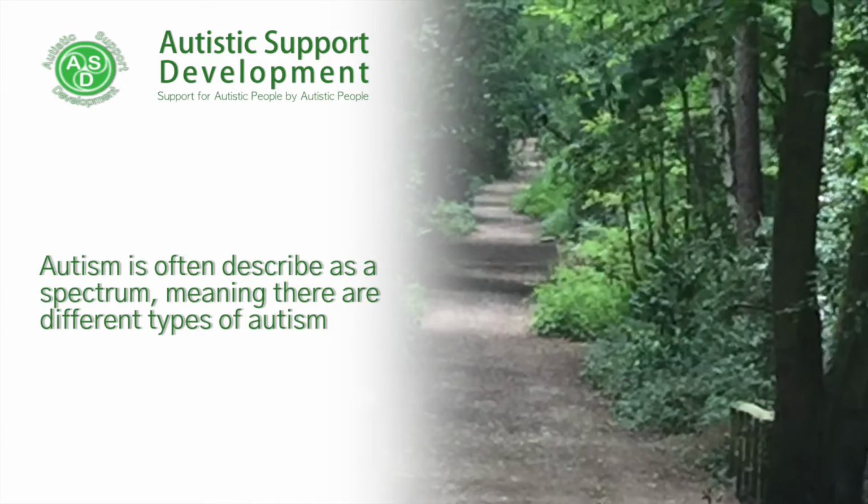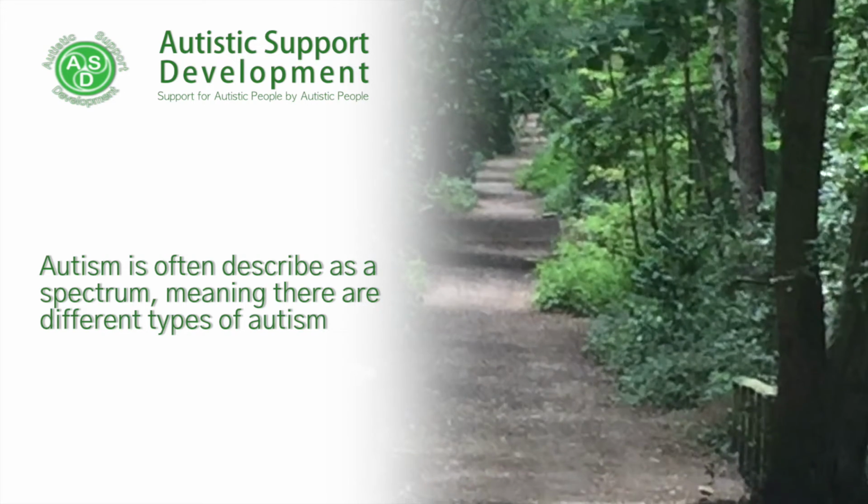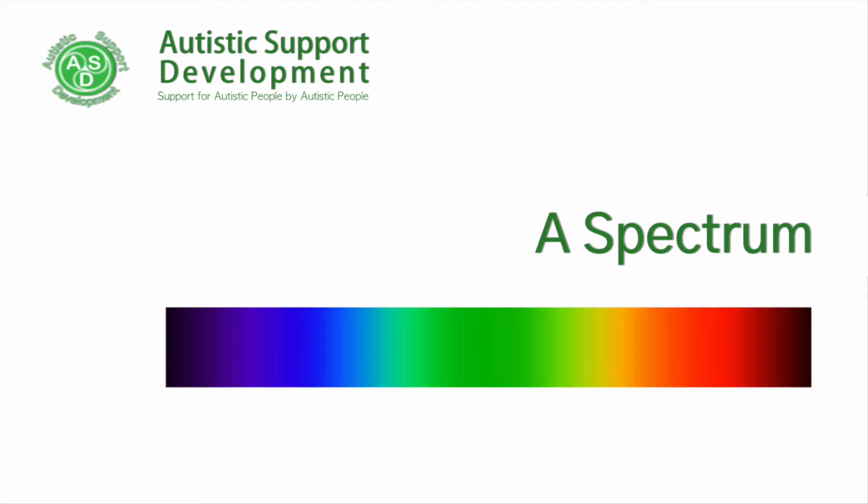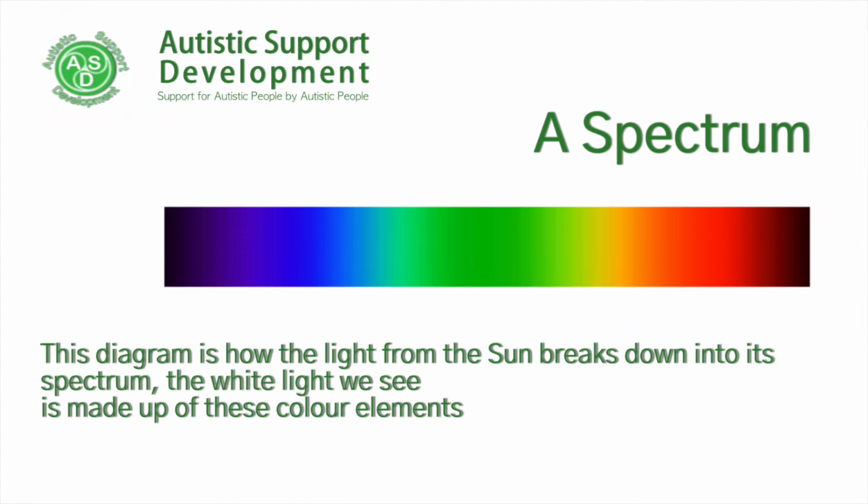Autism Awareness. Autism is often described as a spectrum, meaning there are different types of autism. This is a light spectrum. This diagram is how the light from the sun breaks down into its spectrum. The white light we see is made up of these colour elements.